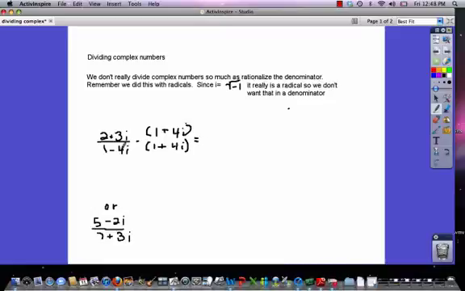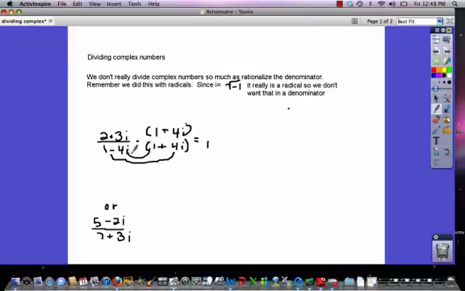Now what's cool is on the bottom, when I FOIL, I get 1 times 1 is 1. 1 times 4i is positive 4i. 1 times negative 4i is negative 4i, and they cancel out. And they're always going to do that. So because they always do that, I can leave out the O and the I of the FOIL and just do the first terms and the last terms.